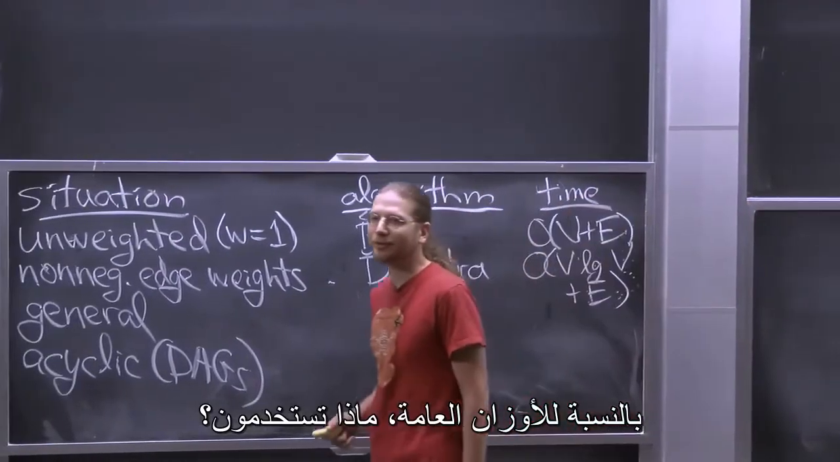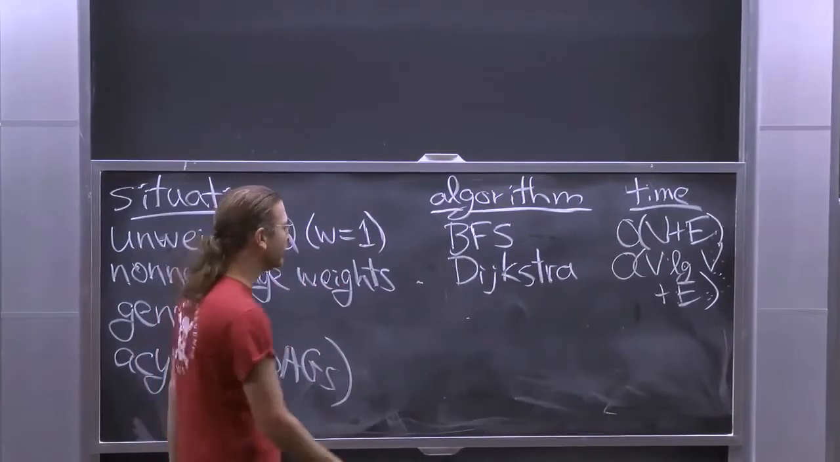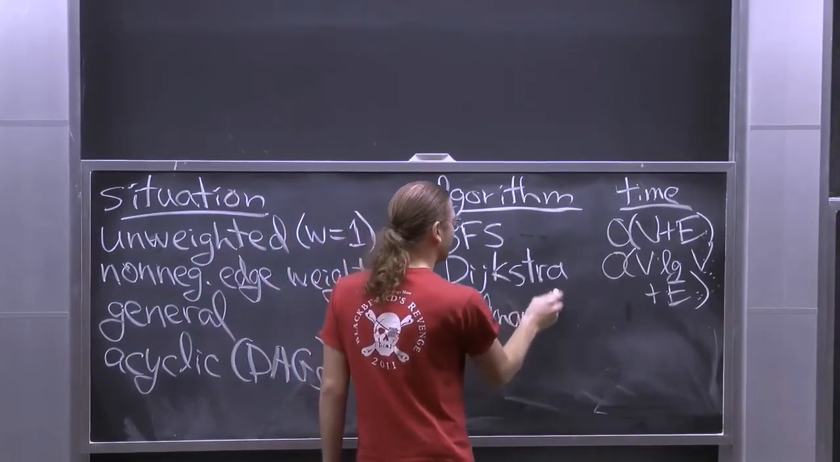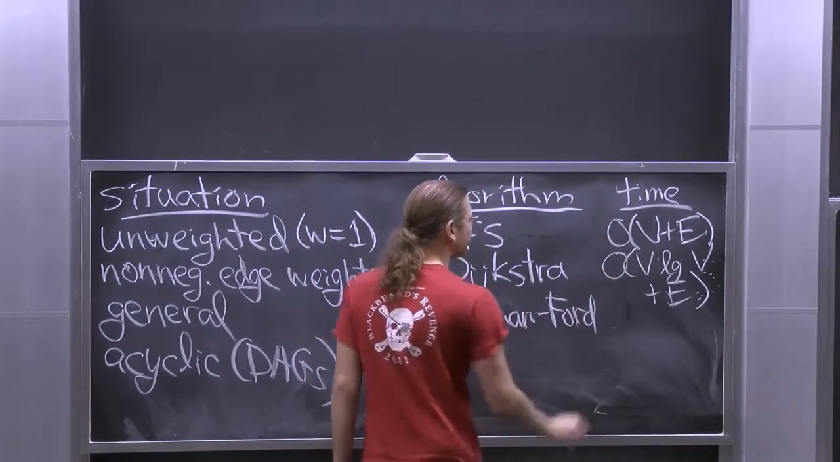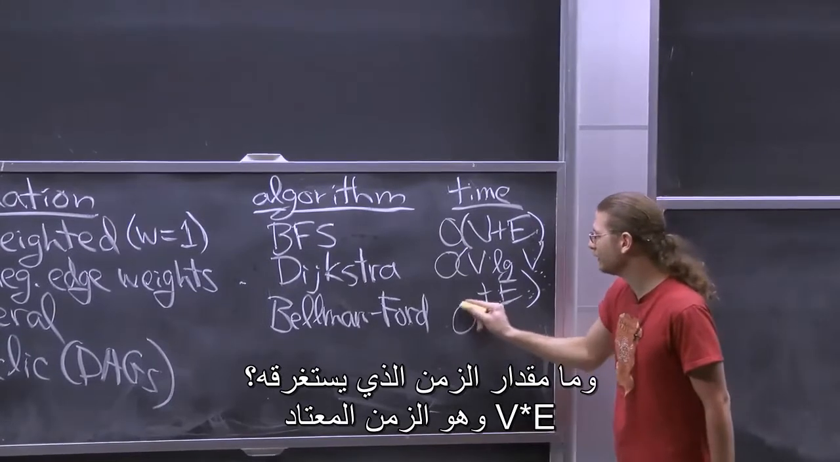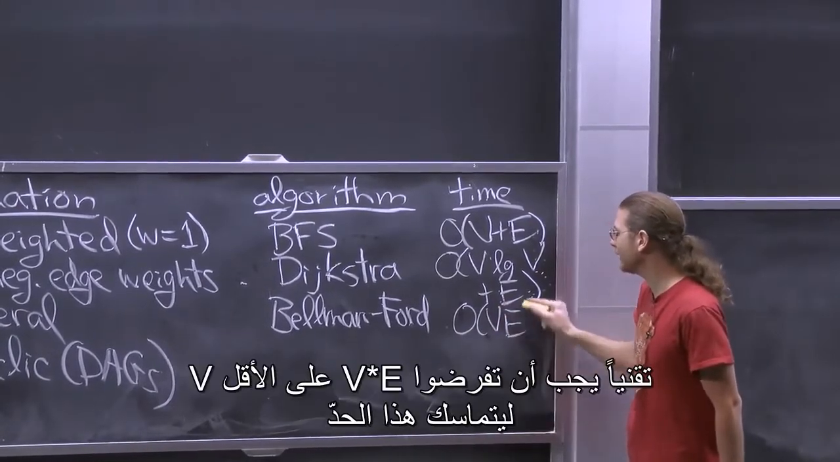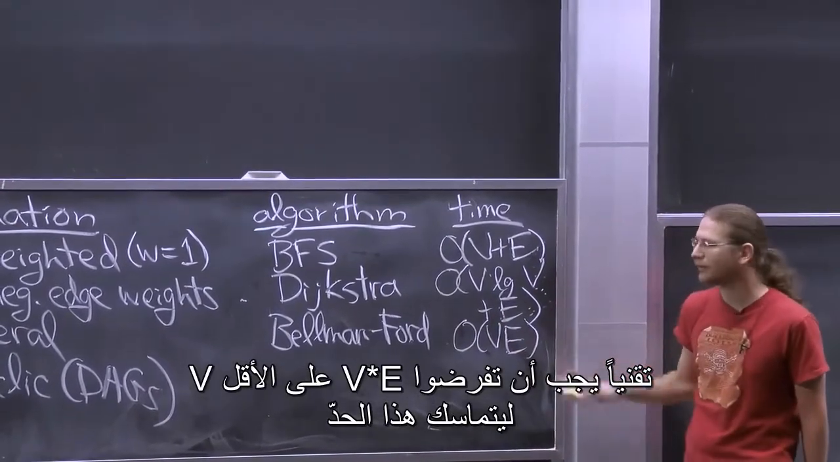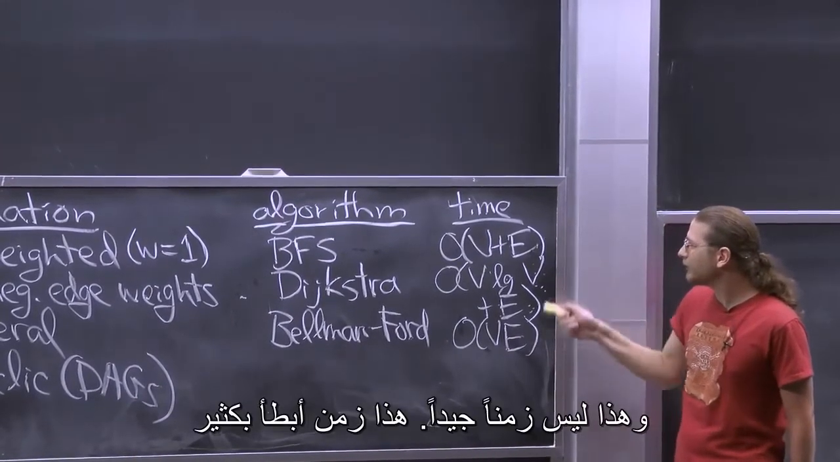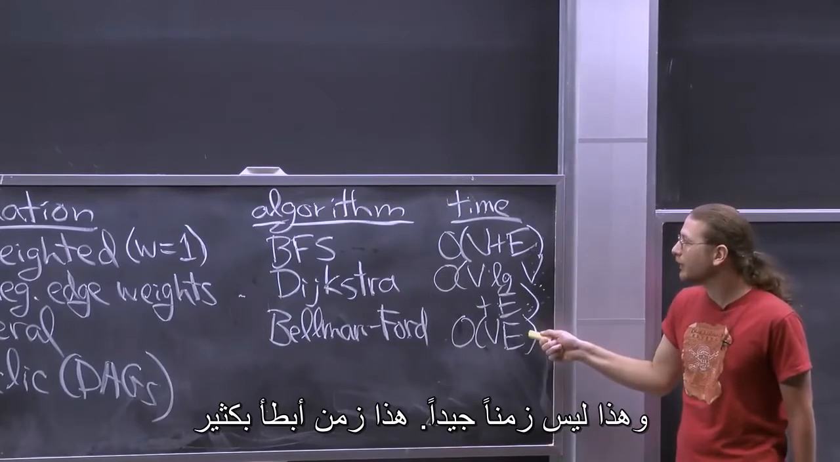So for general weights, what do you use? Bellman-Ford. Okay, which takes how long? VE. It's the usual statement. Technically, you should assume VE is at least V for this bound to hold, but that's the way to think of it. So this is not nearly as good. This is a lot slower.